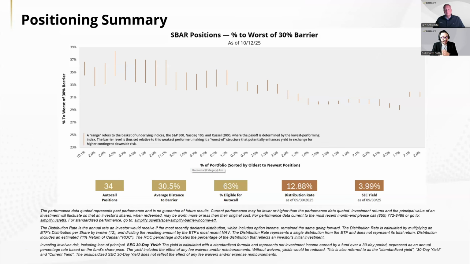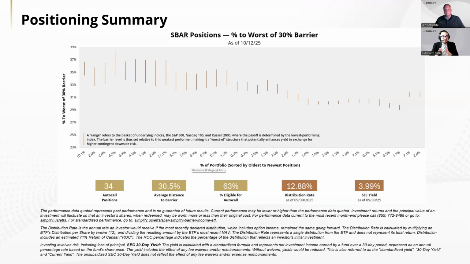So this is calculated as 30.5%. This distance is an average of the position. So it's not a notional average, it's just a regular average. And it's taking the average of the worst performing asset. So going back to the chart, if you look at the bottom point of each of the specific positions in the portfolio, it's just the average of each of those bottom points. That is roughly 30.5%. Then the next one is percentage eligible for autocall, which is 63%.